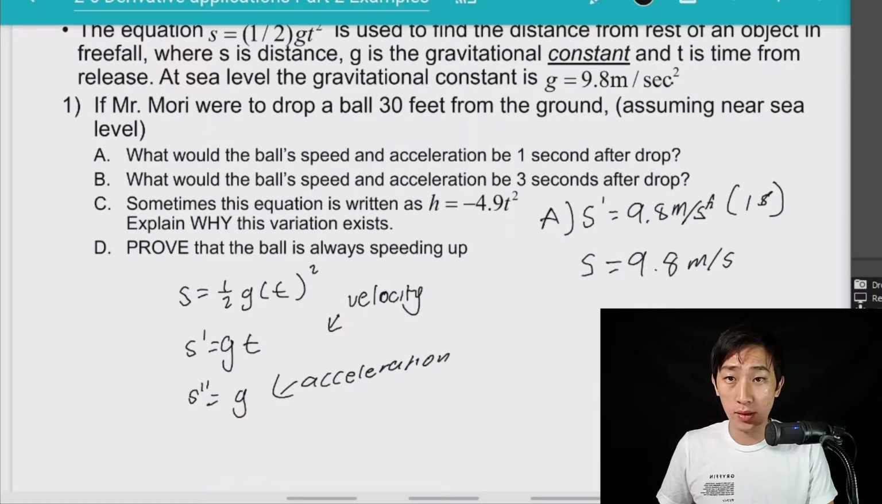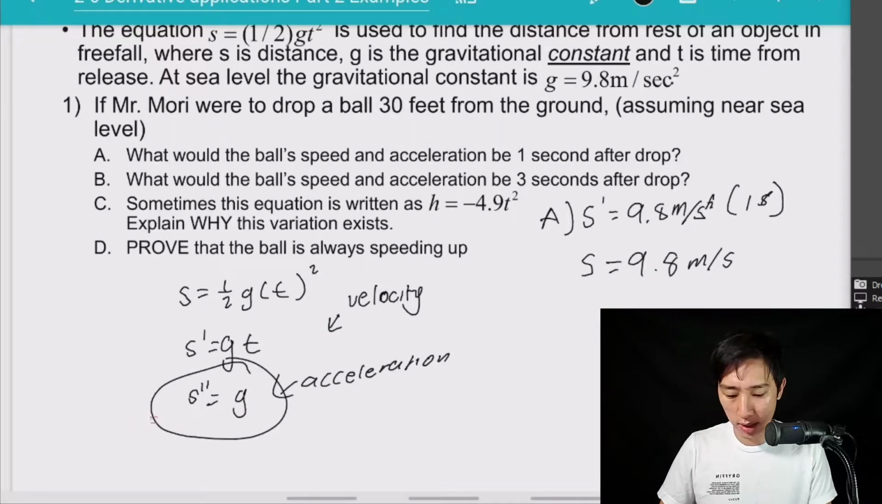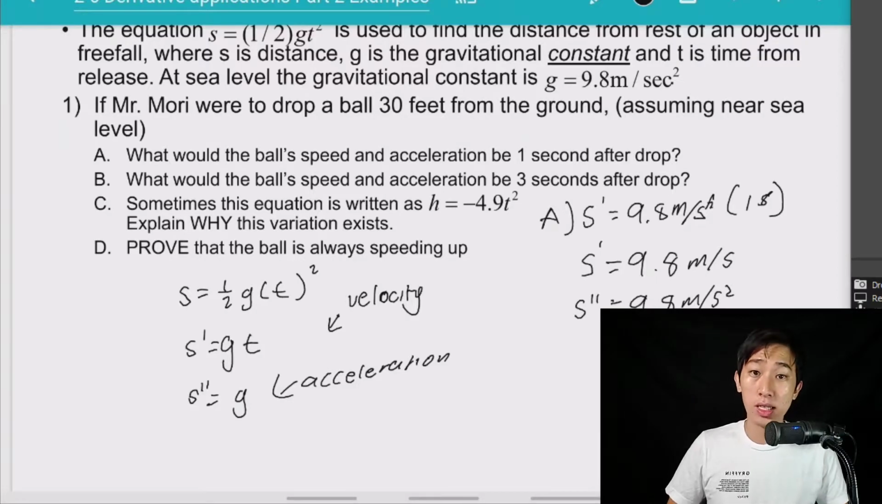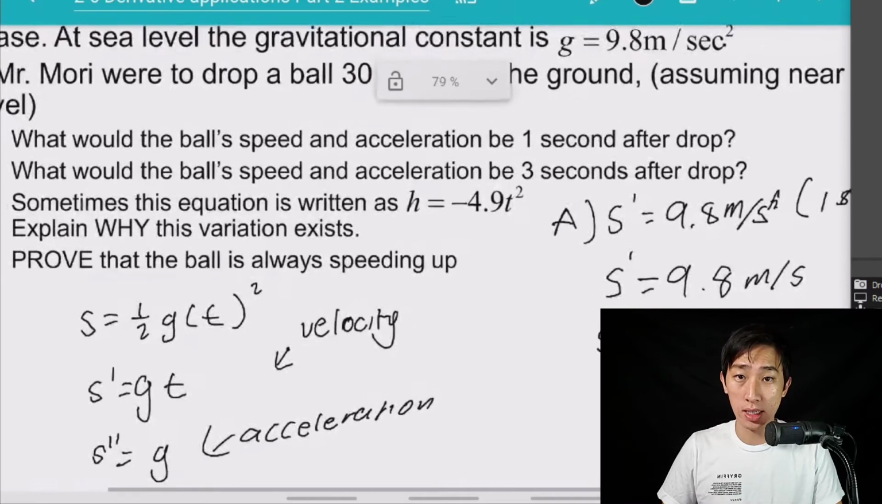Okay, so that's how we do it. And then the question is, what is our acceleration? Acceleration is actually a constant. So my acceleration in this case is going to be S double prime is equal to 9.8 meters per second squared. There's no t, so it doesn't make sense to plug in a t here.